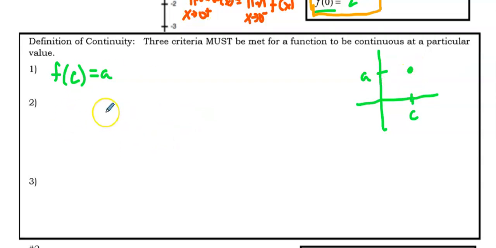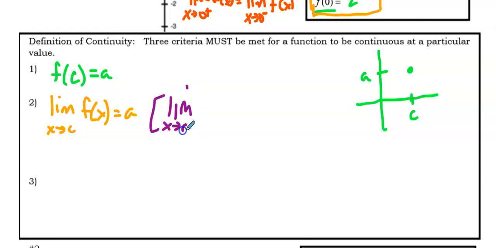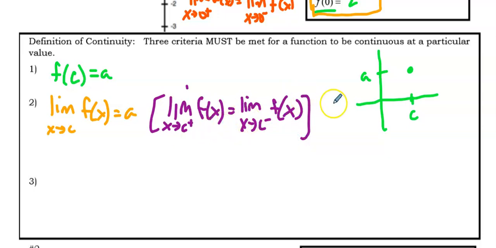The next thing that's really important is that the overall limit, the limit as x approaches c of our function, has to also equal a. And then like we said before, in order for that to occur, the limit as x approaches c from the right of f of x must be equal to the limit as x approaches c from the left. So as we're going from the left and the right of our graph, we have the same value.